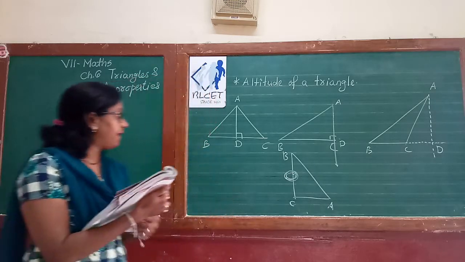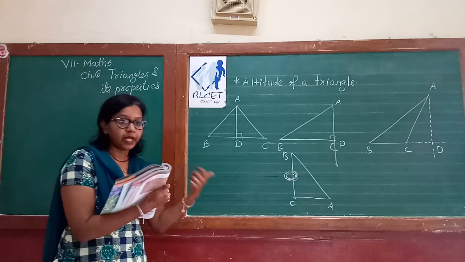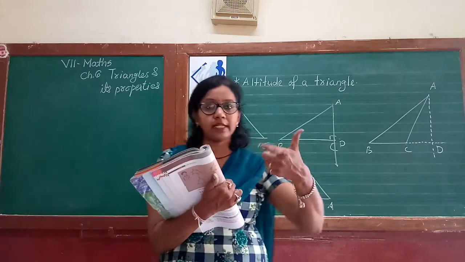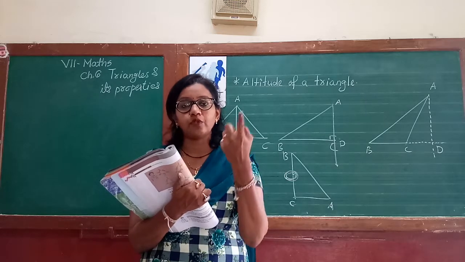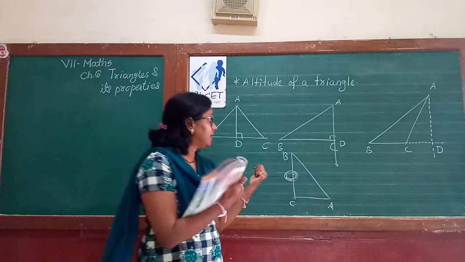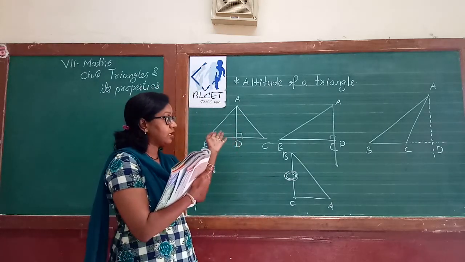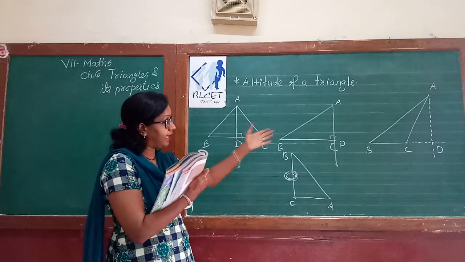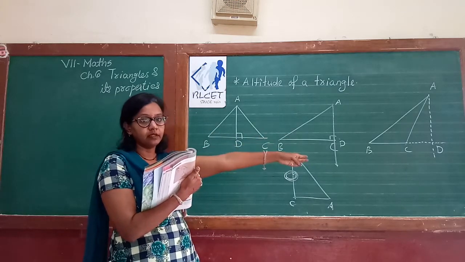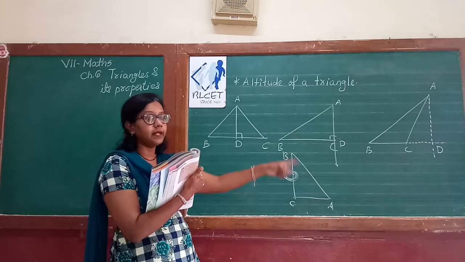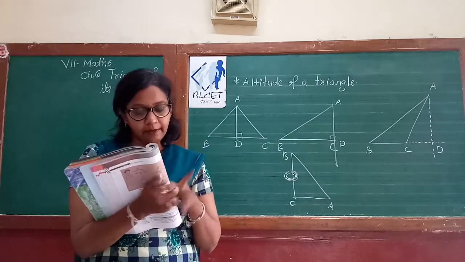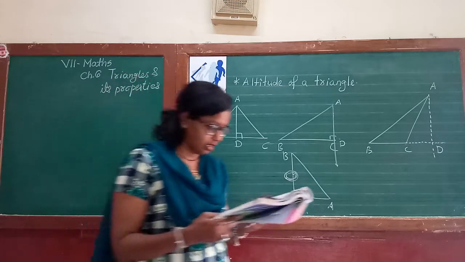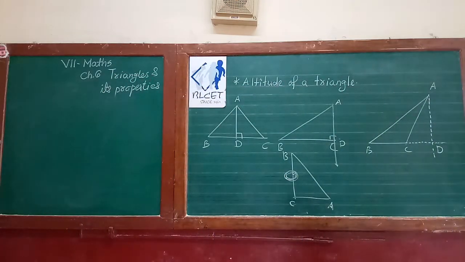Can the altitude and median be the same for a triangle? No. That we have also explained previously. For the median, we consider the midpoint of the opposite side and join that midpoint with the vertex. But here, D is not a midpoint. There also, D is not a midpoint. For an altitude, it is not compulsory that you have a midpoint of the opposite line segment. So this is the difference. This is all about your median and altitude.